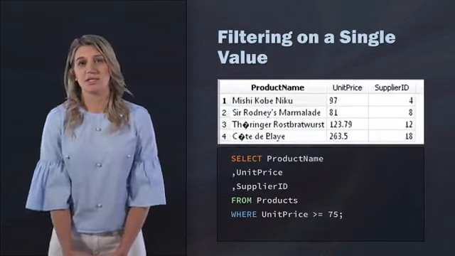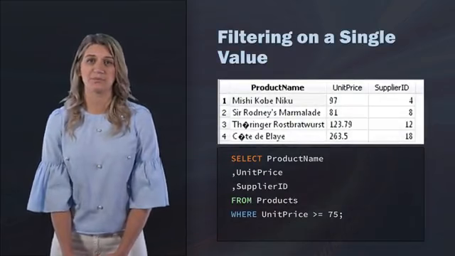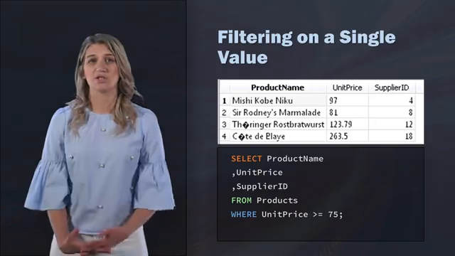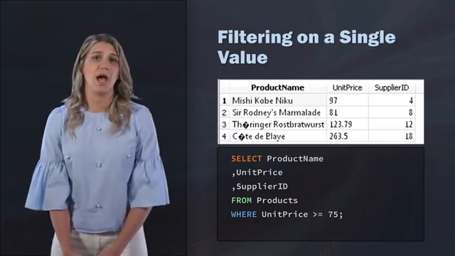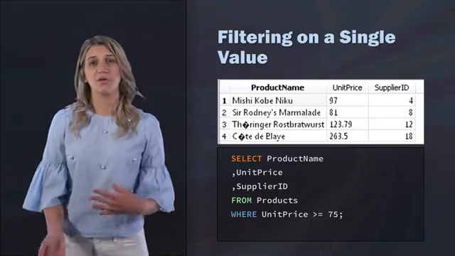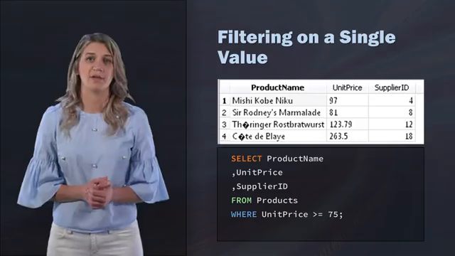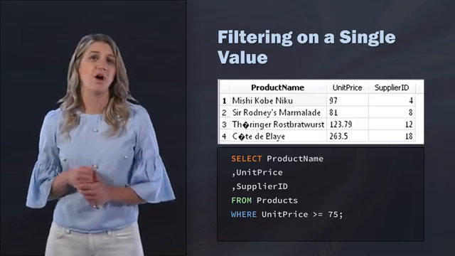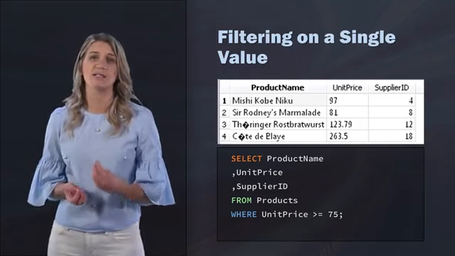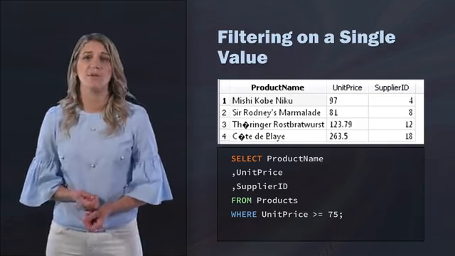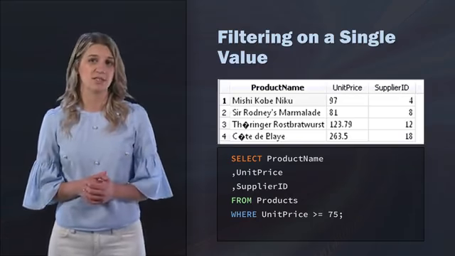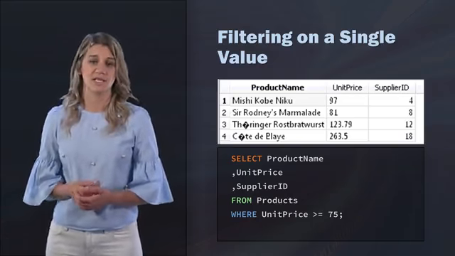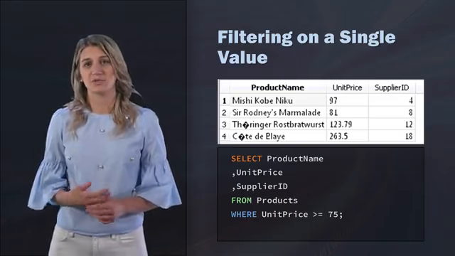Another way to do this is to filter on a single value. In the last example, we had a string, so a single condition. But maybe we want to look at products whose prices are greater than or equal to 75. So in this example, we'll take the columns that we're interested in and we'll get the data from the products table. But this time we're going to look at the records where the unit price is greater than or equal to 75. As you can see now, we get multiple records retrieved.